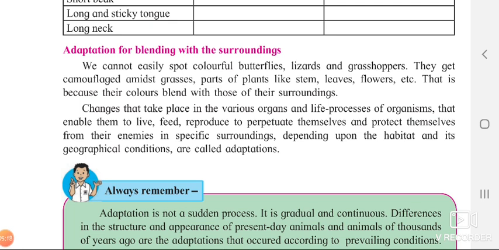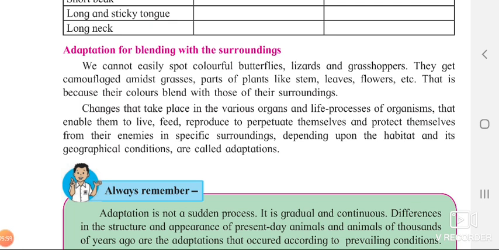Now in 6th standard we learned there was one characteristic of a living thing, that was reproduction. Reproduction means we are generating a new living organism same like ourselves. So that process was called reproduction. So what do we do? Yes, we use our organs for living, for feeding, for reproducing, and to protect themselves from the enemies in the specific surrounding. And also we take care that we are protected from the enemies of the surrounding.